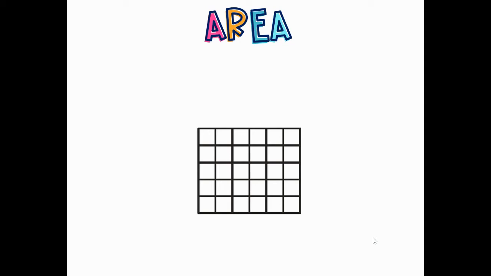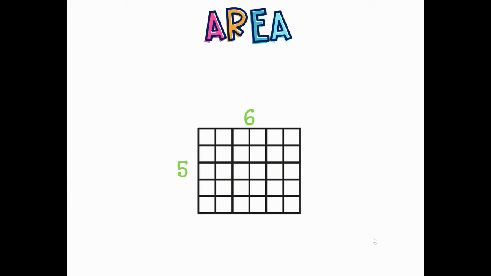The reason why I can multiply on this example is because this looks like an array. I have the same number of squares in each row and in each column. So let's label these side lengths. I have 5 square units on the left and I have 6 square units on the top.